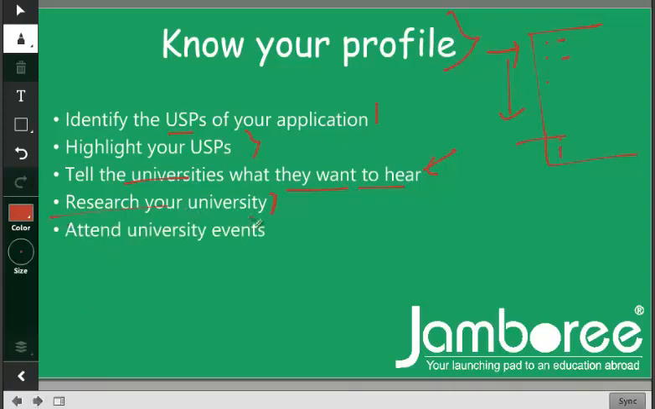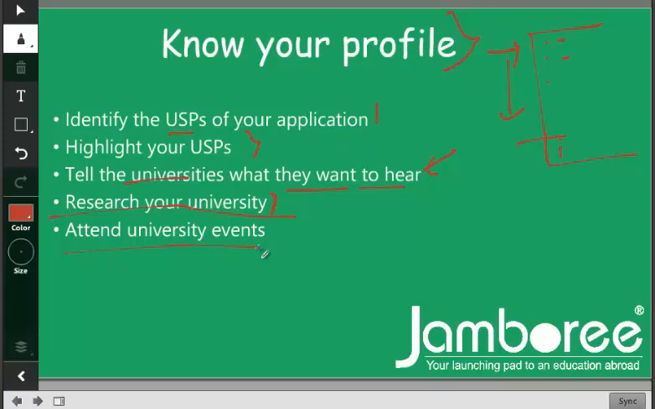Another thing is that you should attend university events. If you have some university in mind, let's say you want to go to Wharton or Purdue, just go to their website and create your application ID. It's free. Just start the application form. So you will keep getting emails about what their events are going to be and where. Some of them are physical events held in big cities like Delhi, Bombay, Bangalore, etc. Some of them are webinars, right?